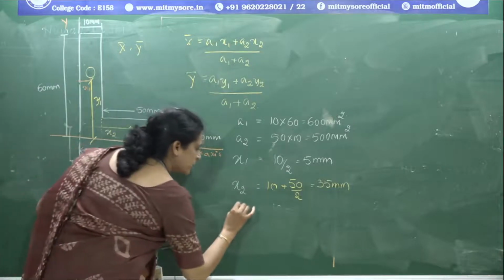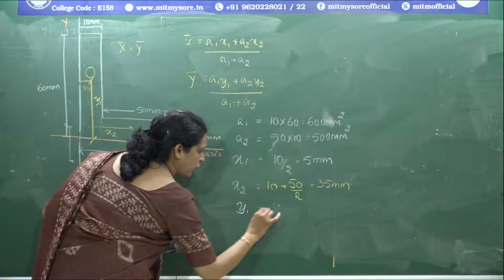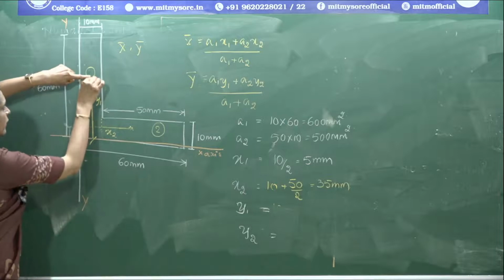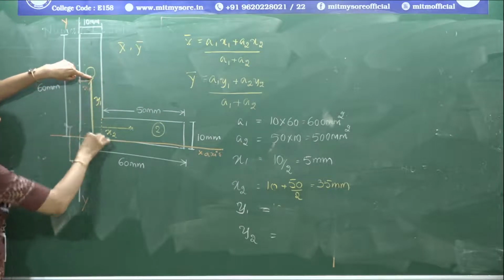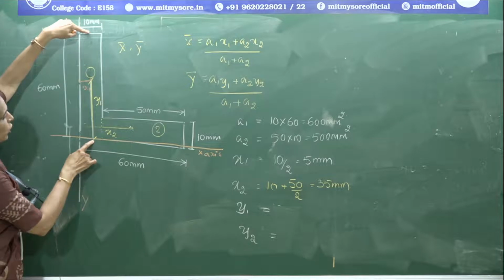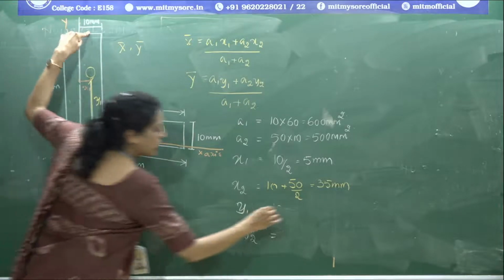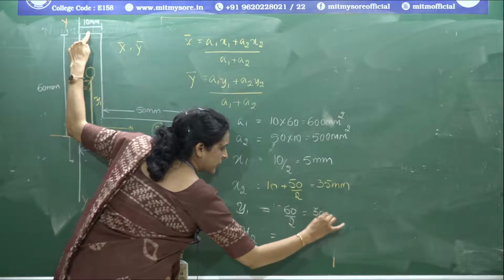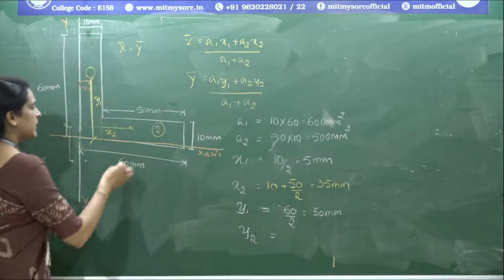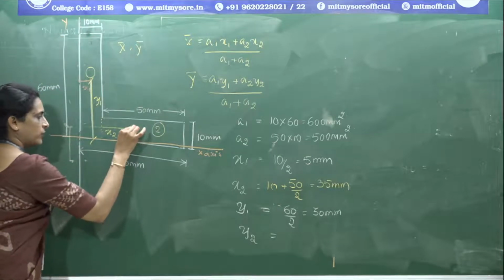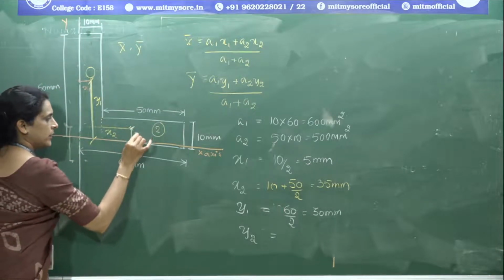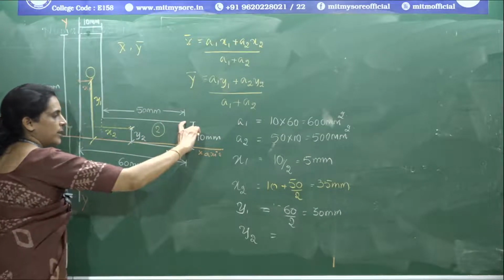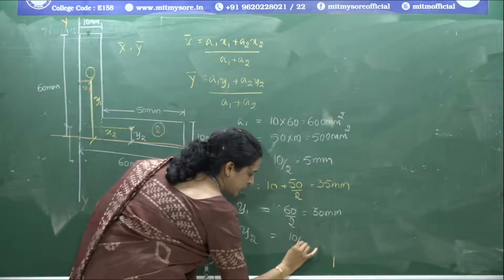Now we are supposed to find out the values of y1 and y2. So we mark the value y1 here, meaning the centroid of this portion. Here it is 60 by 2. So we get 30 mm. Next is the centroid of this section. This is the y2. So the centroid of this section is 10 by 2.